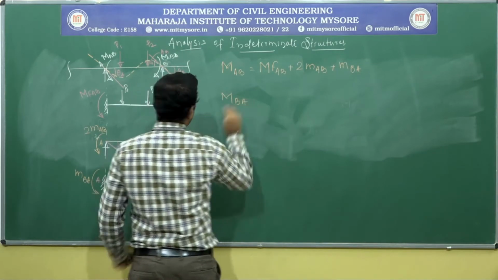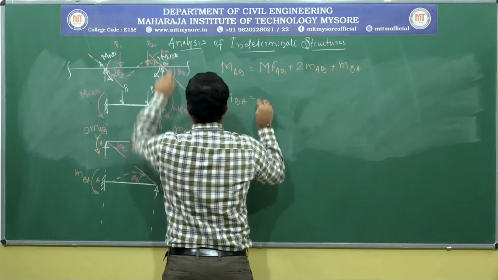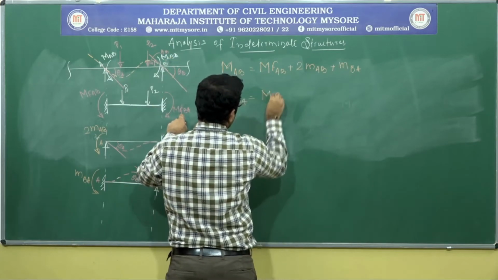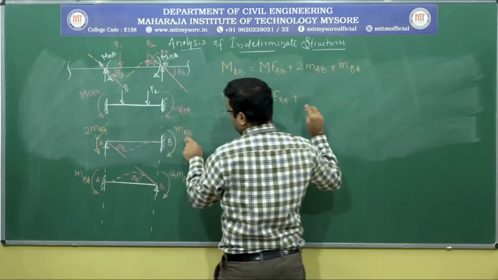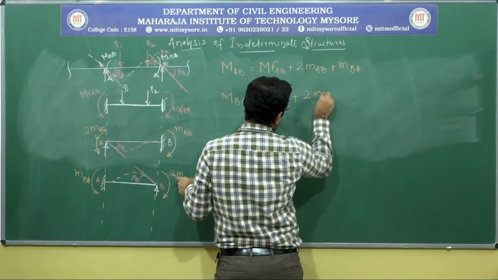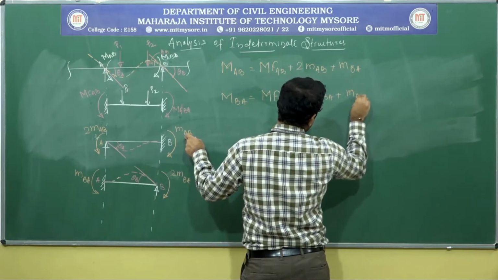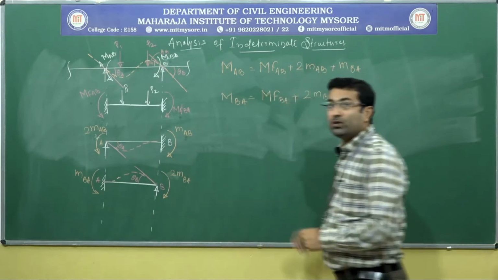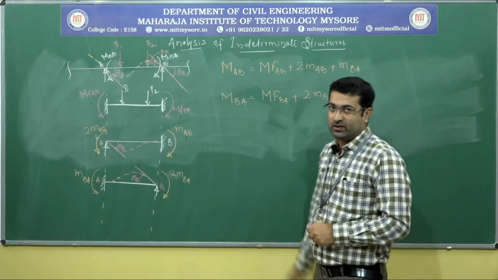Similarly, MBA, that is the final end moment at B, is equal to MFBA plus 2 times MBA plus MAB. So these are the final end moments which we use to determine.